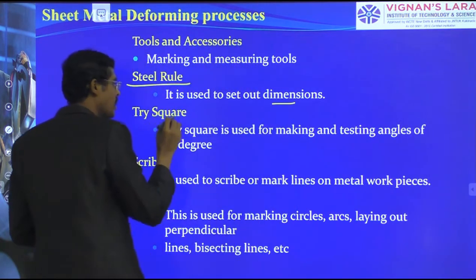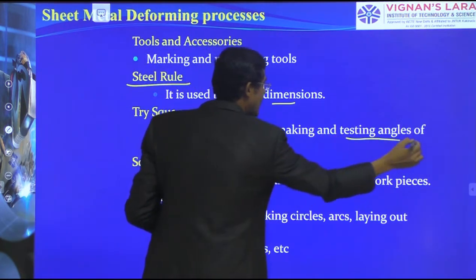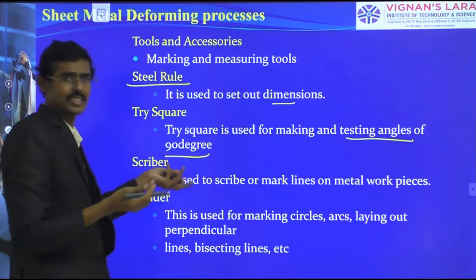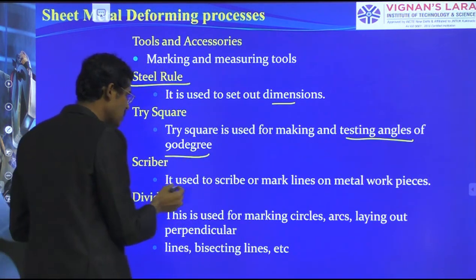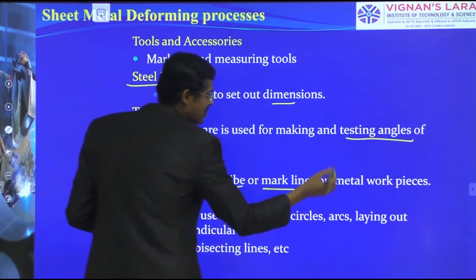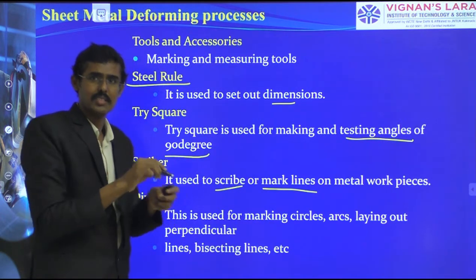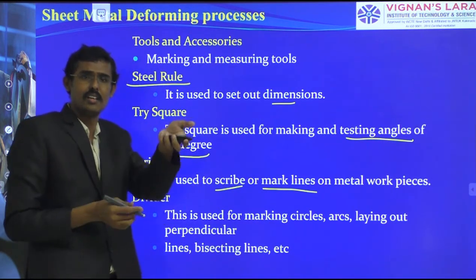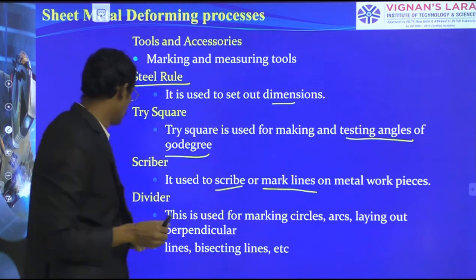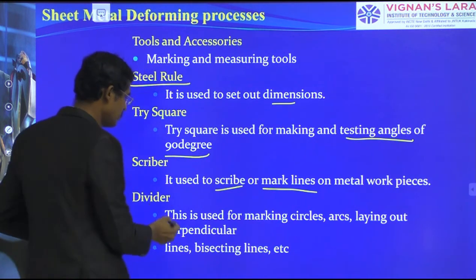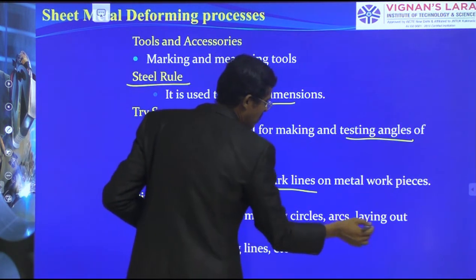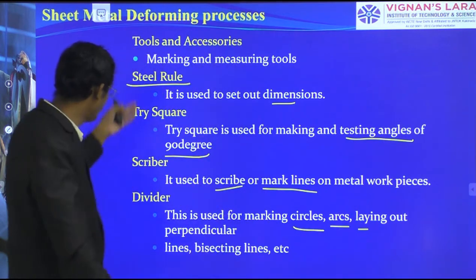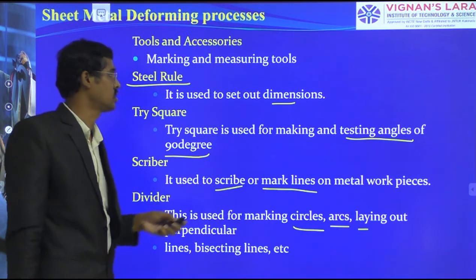The try-square is used for testing angles, maybe 90 degrees. Scribers are used to scribe or mark lines. We mark not with pencils but with scribers, which are steel, so the punch mark should be visible. Dividers are used for marking circles and arcs. These parts we all know; we use them in day-to-day life.